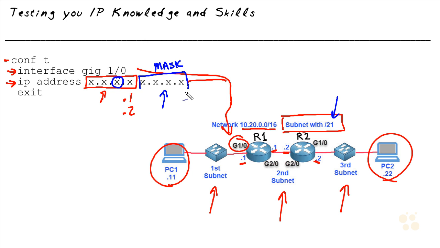And once we press enter and have configured the IP address, we can type in exit to exit out of interface configuration mode. And then on this router, we can go to interface gig 2/0. And then we can do the similar treatment for router 2 with its gig 1/0 on the right and its gig 2/0 here on the left.